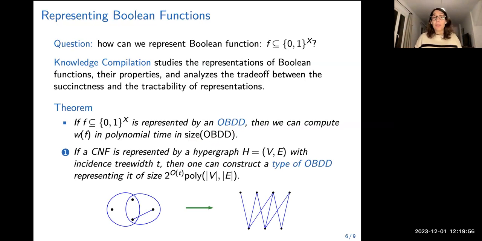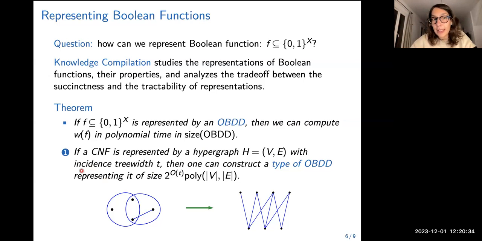There are a few interesting theorems about CNF that, surprisingly or not, work out under the same assumptions that we had for tractability of BPO, or slightly more general. Remember, we had one assumption on treewidth for BPO, and here as well, with a different type of treewidth. Here, if your CNF is represented by a hypergraph with fixed incidence treewidth, then you can construct a small OBDD, on top of which you can compute WF.